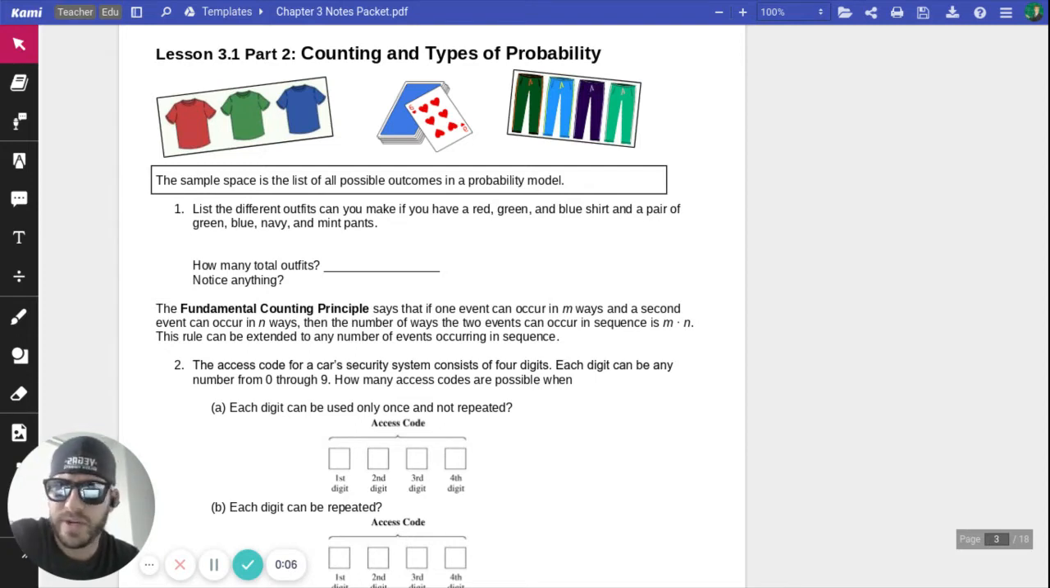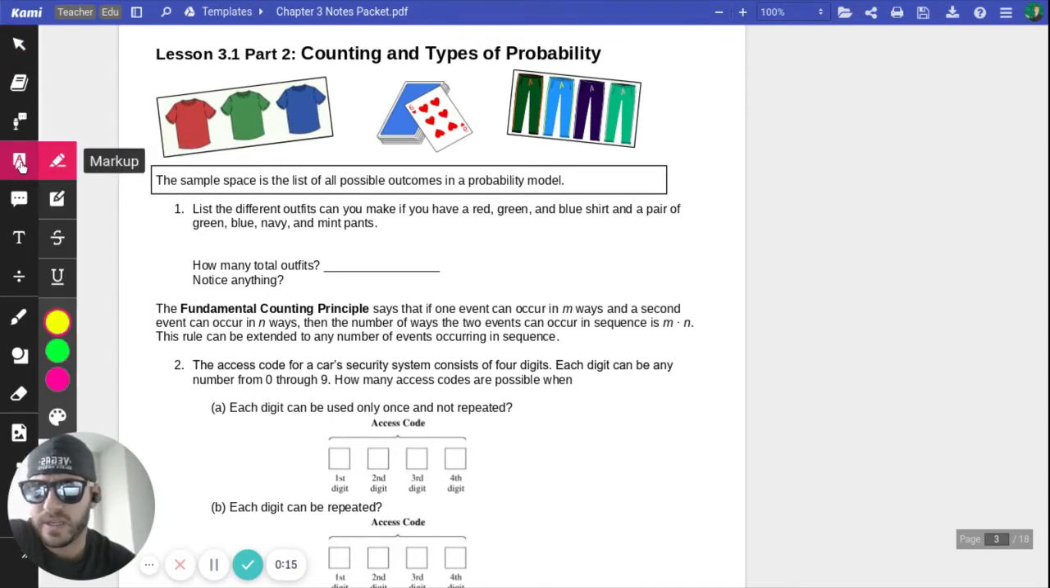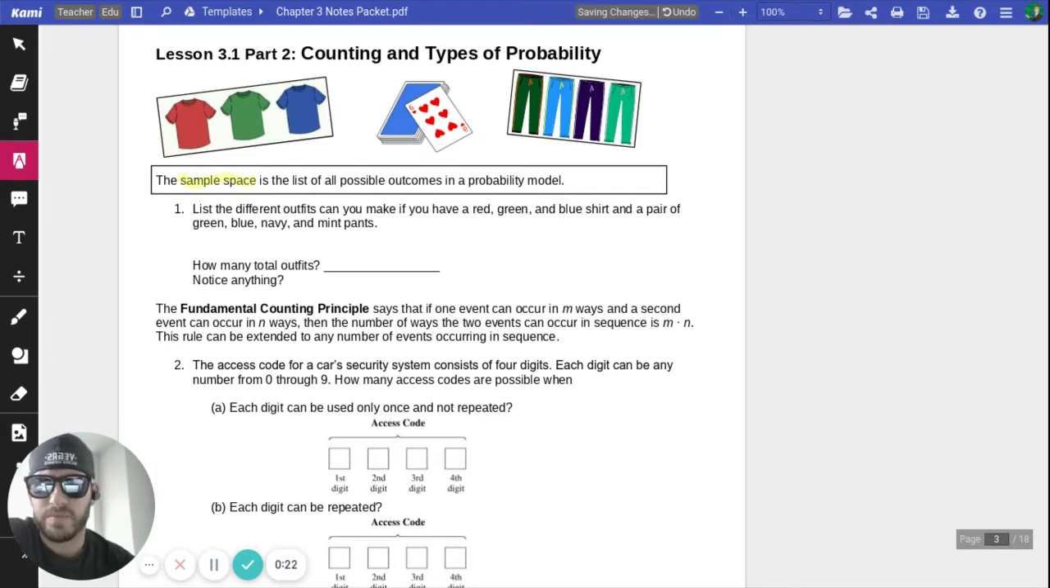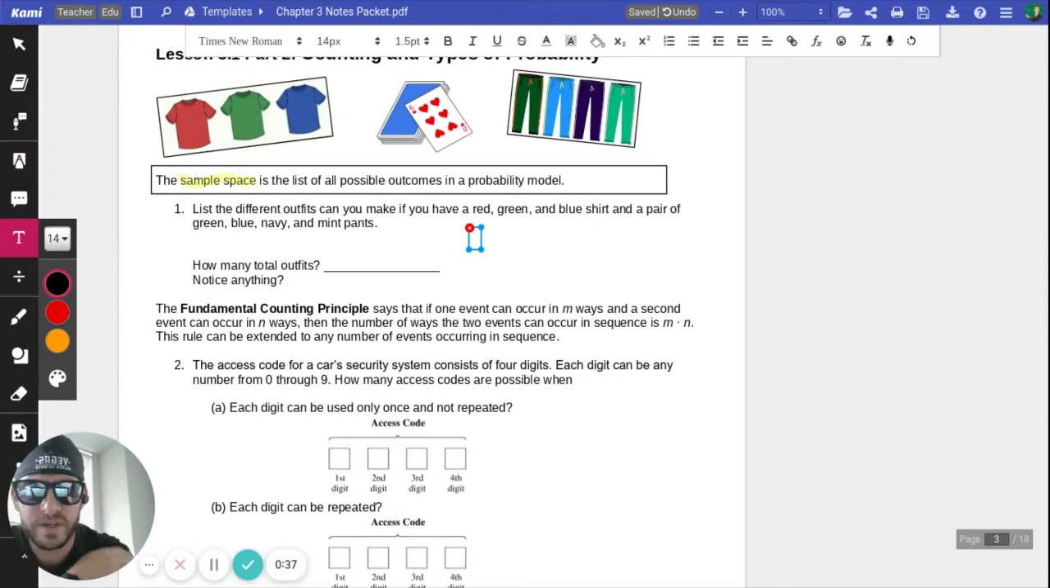We're on page 3 talking about counting and types of probability. So a definition real quick to start is that the sample space is the list of all possible outcomes in a probability model. So we want to list the different outfits we can make if we have a red, green, and blue shirt, and a pair of green, blue, navy, and apparently mint is a color shorts. So we can type all this out.